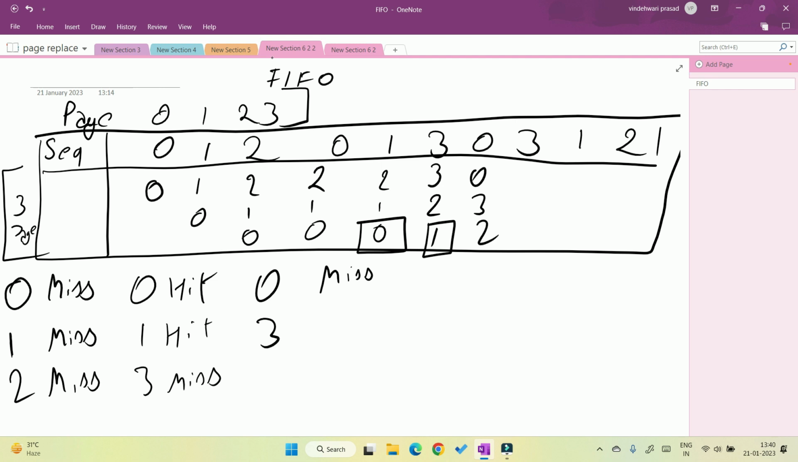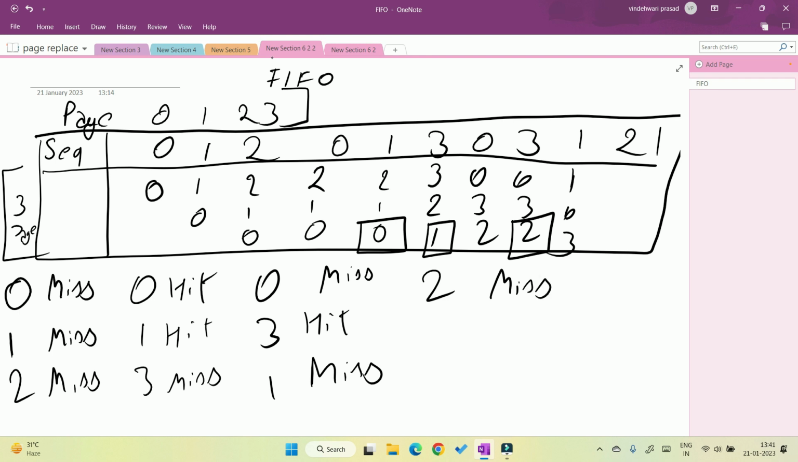Now 3 will be a hit. So 0 3 2. Now 1 will be a miss. So 1 comes in, 1 0 3, because 2 is the first come, first out page. Now again 2 is required and is not present, again a miss, so 2 will come, 2 1 0. Now 1 is a hit because 1 is present, 2 1 0.